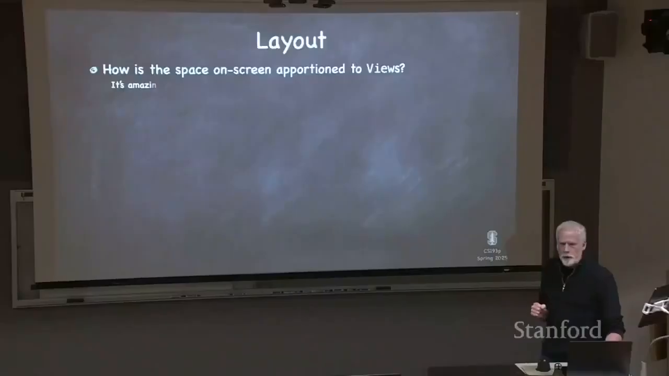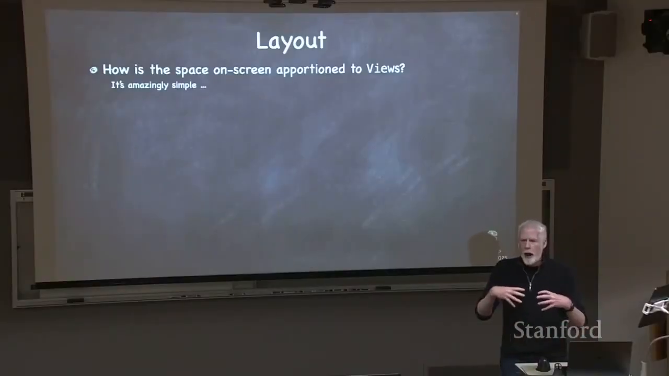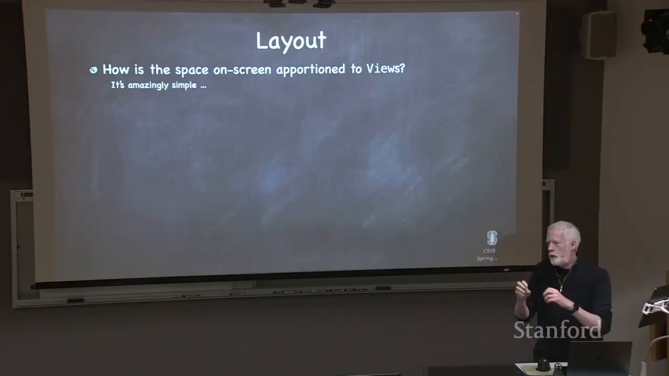All right, so let's talk about layout. So layout is about how does SwiftUI decide how much space to give to all the views, right? We've got rounded rectangles with colors in them. In your assignment 2, you've got emoji faces. So it's like, how does it decide how much space each thing gets in there? Okay, and it's actually amazingly simple process.